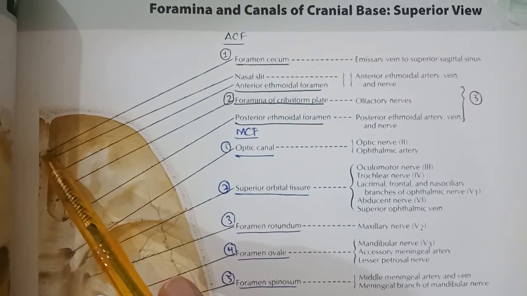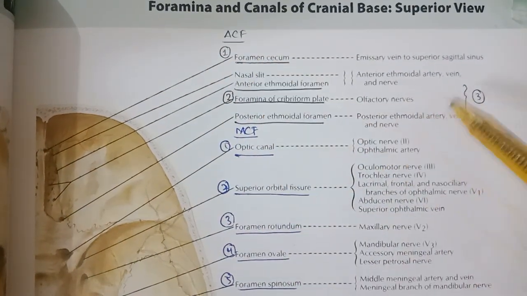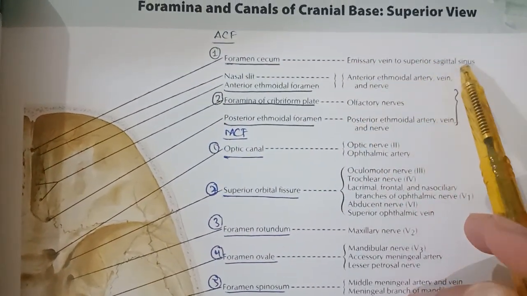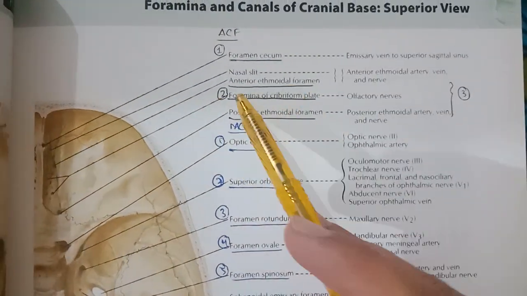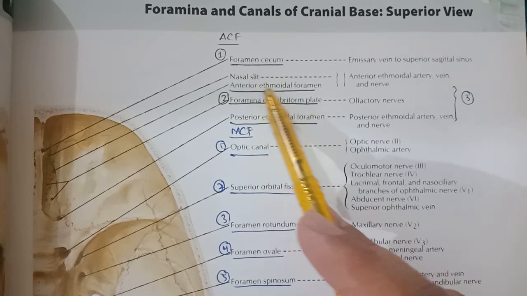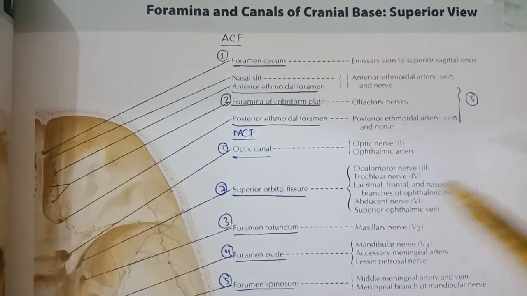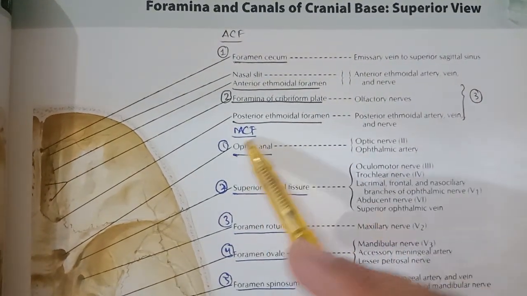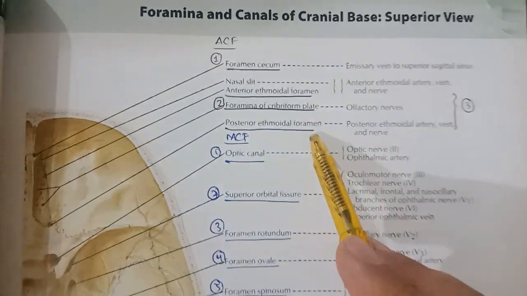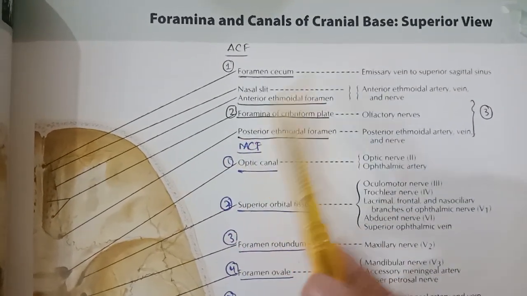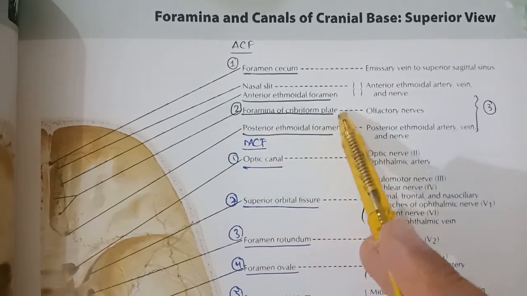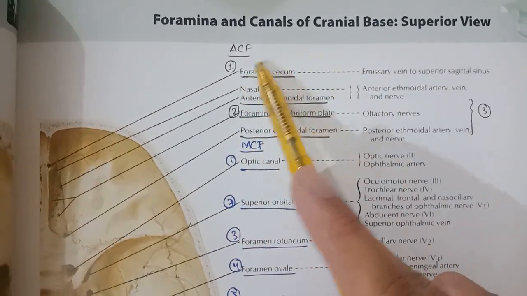This small foramen is called the foramen cecum, which is for the emissary vein to the superior sagittal sinus, and there are two other foramina: the anterior ethmoidal foramen for the anterior ethmoidal vessels and nerve, and the posterior ethmoidal foramen for the posterior ethmoidal neurovascular bundle. But they are not so important. The two most important are the cribriform plate and the foramen cecum.